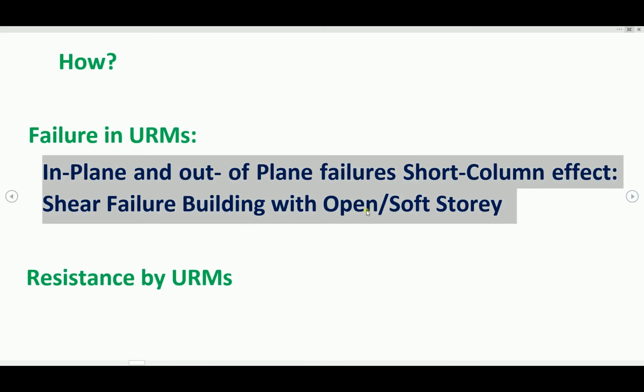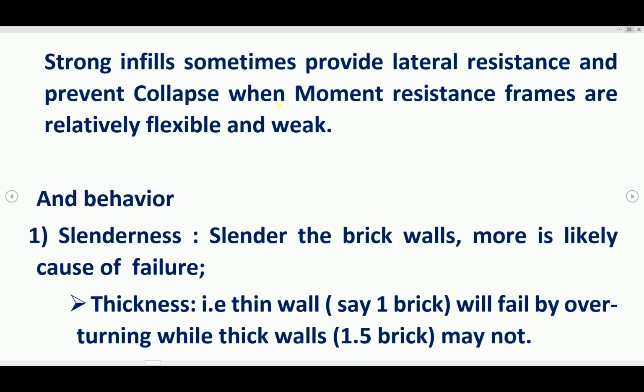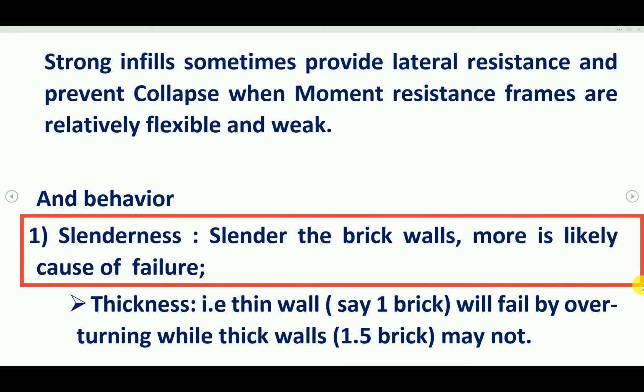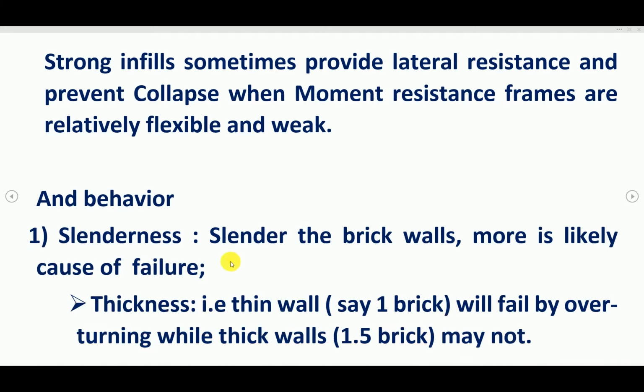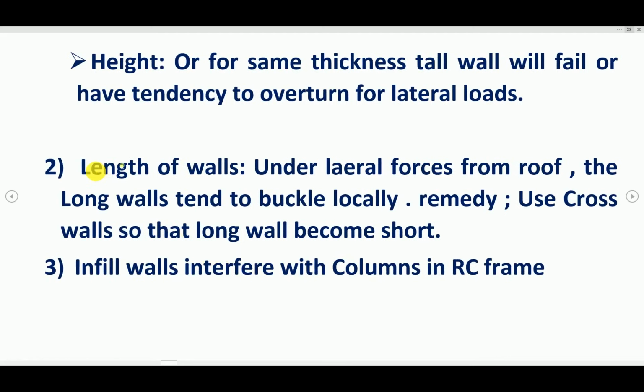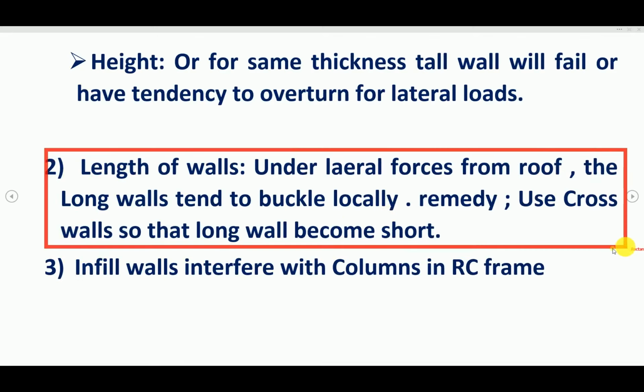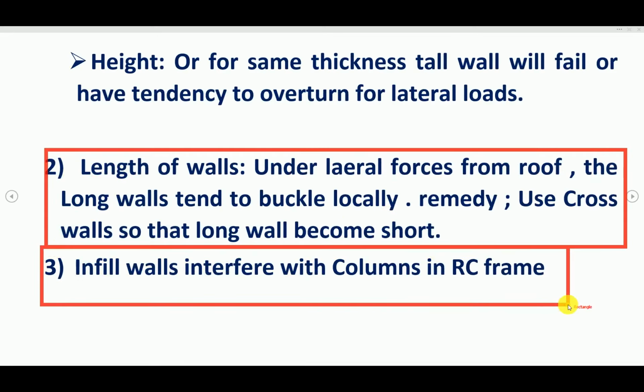Then strong infills provide the lateral resistance and the behavior. They also work for the slenderness effects, and their thickness also. For the same height, a tall wall will fail or have a tendency to overturn. Then the length of wall, which tends to buckle locally. So cross walls are provided so that the long wall becomes short.